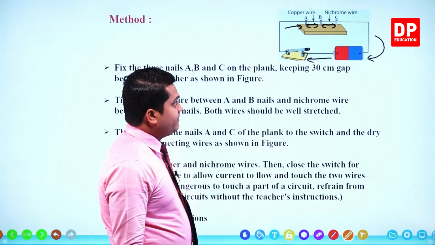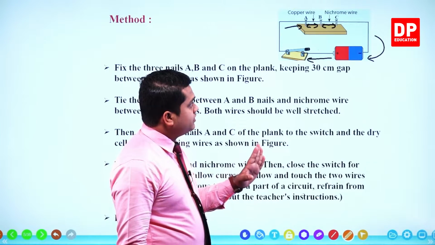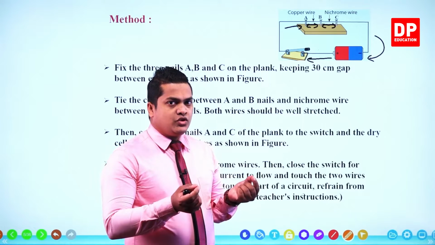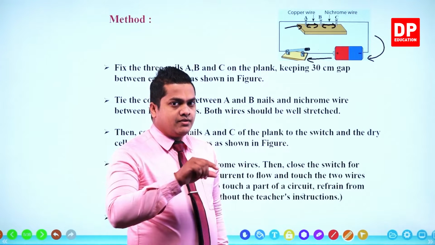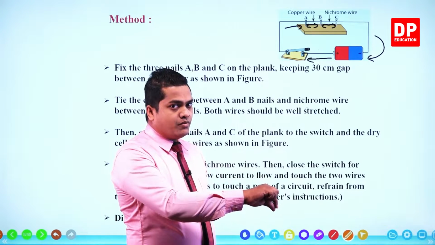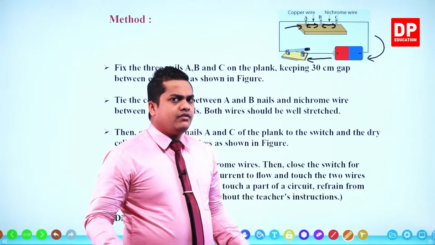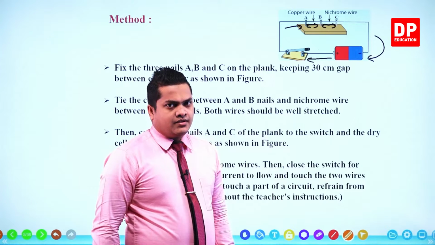So by that way we can compare. You can touch these two wires, nichrome wire and the copper wire, at the same time by using both hands, or else you can check it by using one hand. When I'm going to touch the copper wire, and after that I'm going to touch the nichrome wire, then we are going to observe what's going to happen over there, right?